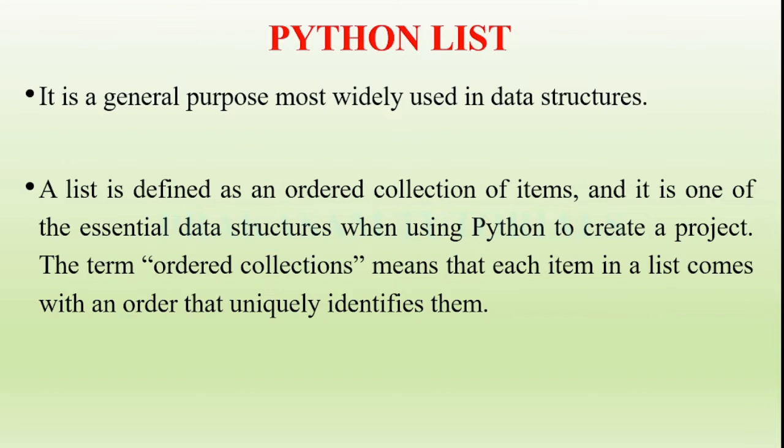Lists are used to store multiple items in a single variable. Lists are created using square brackets and separating values with commas. The important thing about a list is that items in a list need not be of the same type. So Python lists are mutable type, which means that we can modify its elements after the list is created.